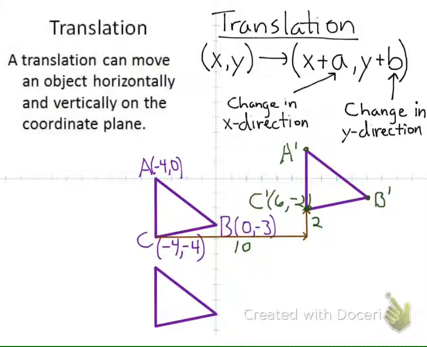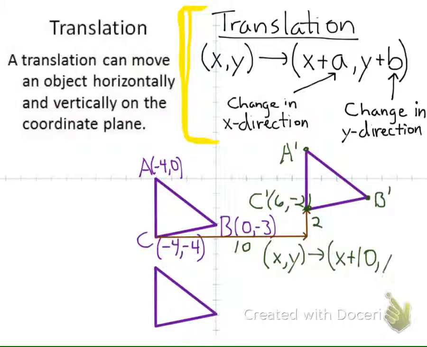So we can use that to see our translation notation, which we have up in this top right corner. And that tells us we go from a point in the original to the point on the image, where we have an a and b value, where it's the change in the x direction and the change in the y direction. So if we were going to look at the translation we did, we took every point from xy on our original to x plus 10, y plus 2, or we added 10 to the x direction and 2 to the y direction.